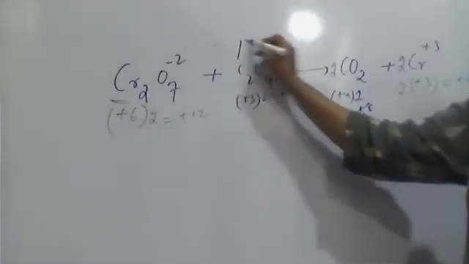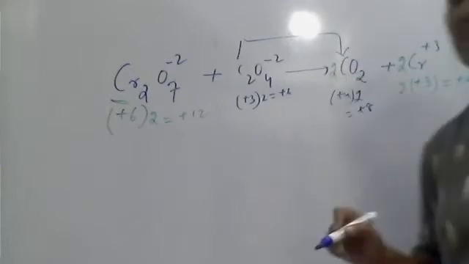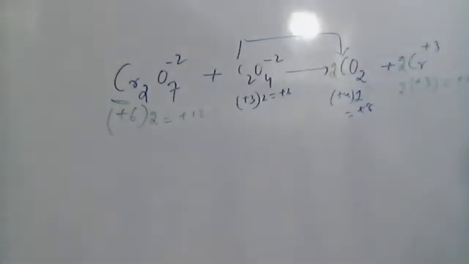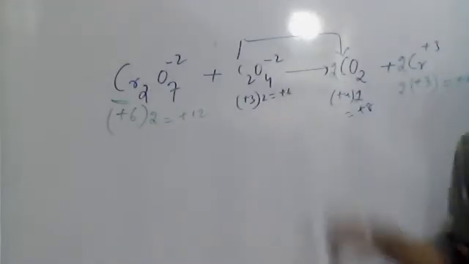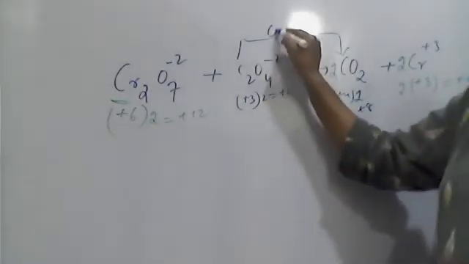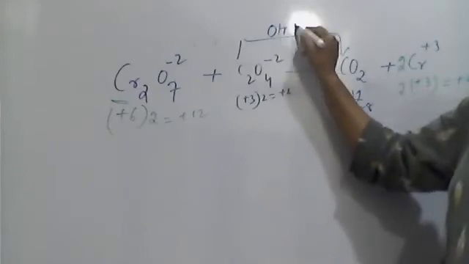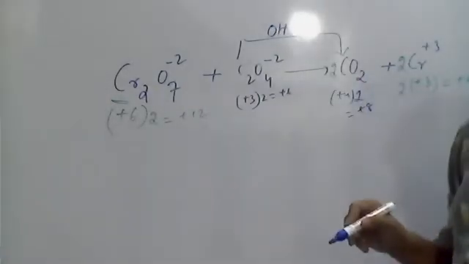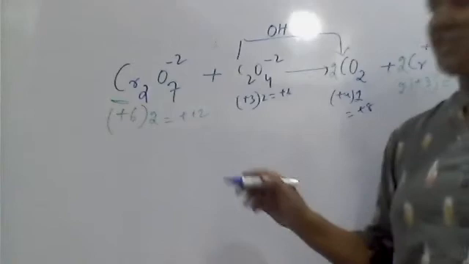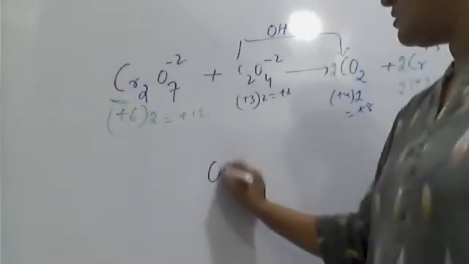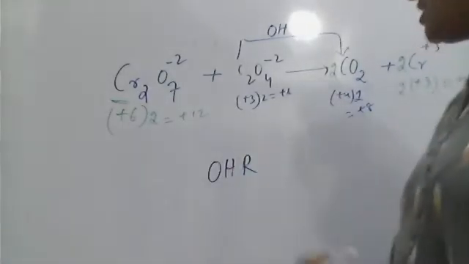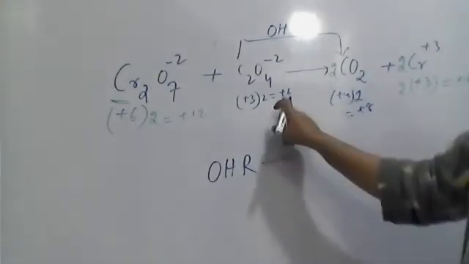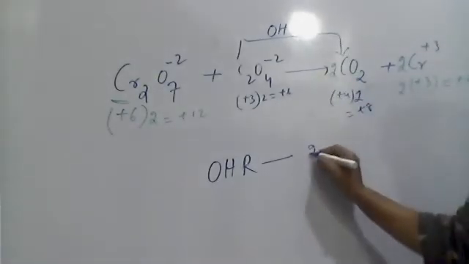So tell me, is it increased or decreased in oxidation state of carbon? Increased. The increase is called oxidation. Such a reaction is called the oxidation half reaction. And for this, what is the change? The change in the OHR, oxidation half reaction, is +6 to +8.